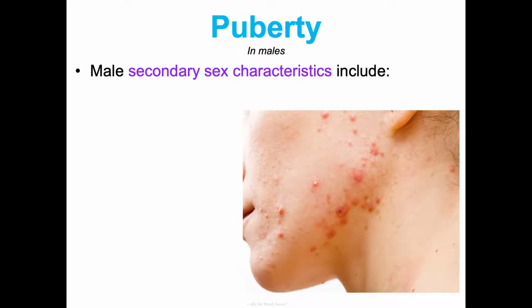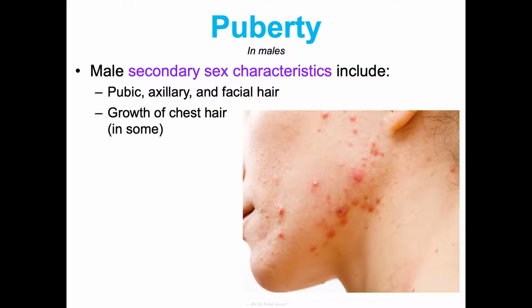So what are those? Those male secondary sex characteristics. That is pubic, axillary, which is like your armpit, and facial hair that you don't have prior to puberty. Some get chest hair, some do not. The larynx in males enlarges, and then that also leads to the deepening of the male's voice.